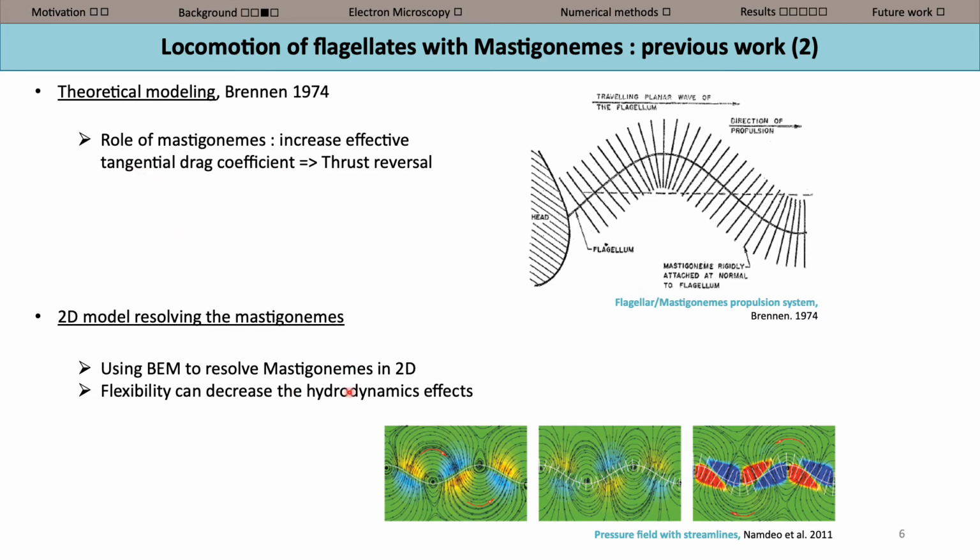And in 2011, Namdio et al. studied the Mastigonemes through a model using the boundary element method, again resolving them in 2 rows within the beating plane. And this is their main result with the pressure field and the streamlines, and they concluded that when we increase the flexibility of the Mastigonemes, we can decrease the hydrodynamic effects.